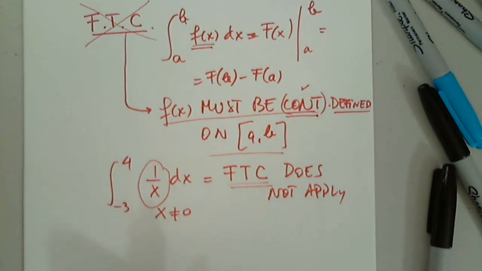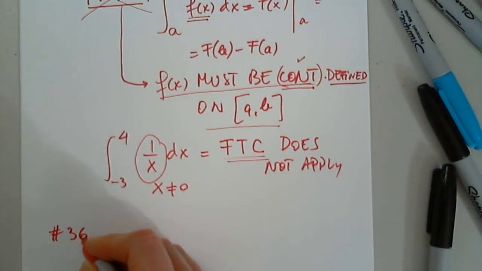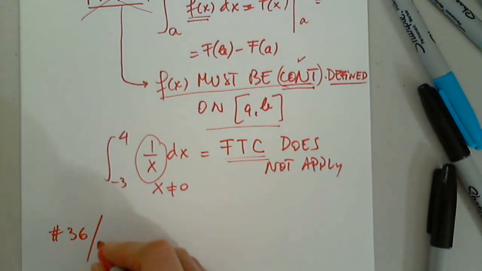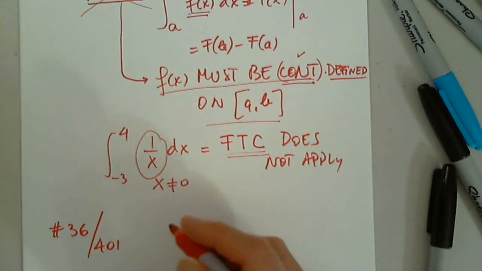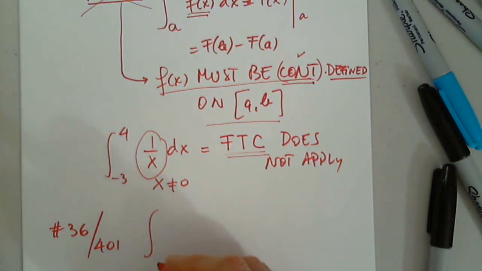Let's determine 36. If you want to choose, I'm more than happy to, on 401. So they're giving us the graph. We just were asked to integrate from 0 to 2 of x squared minus x dx.